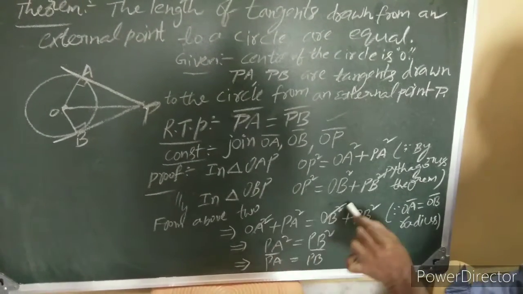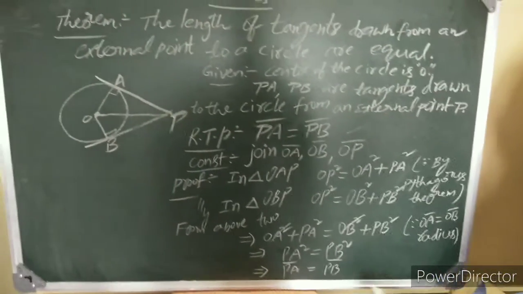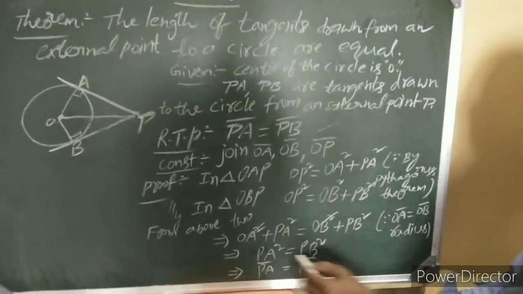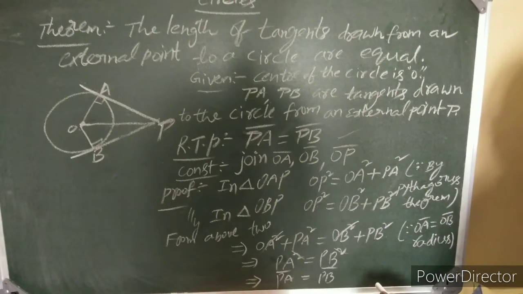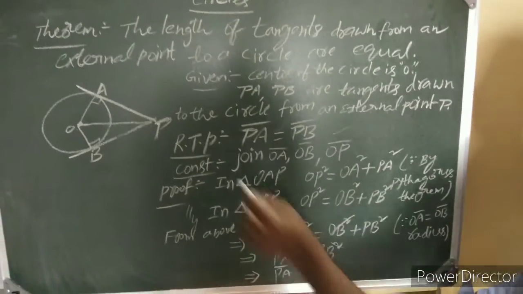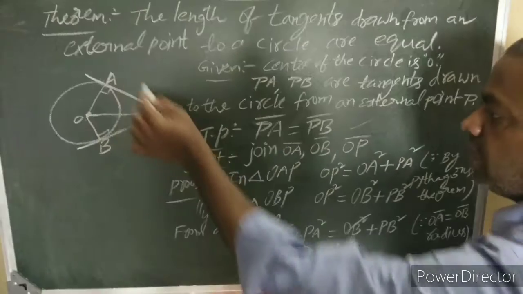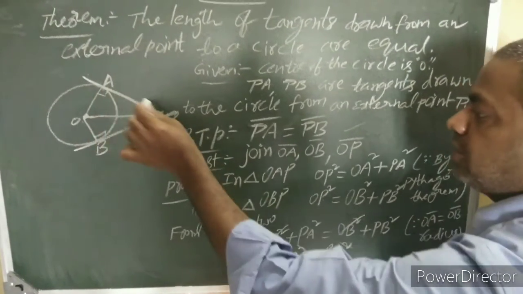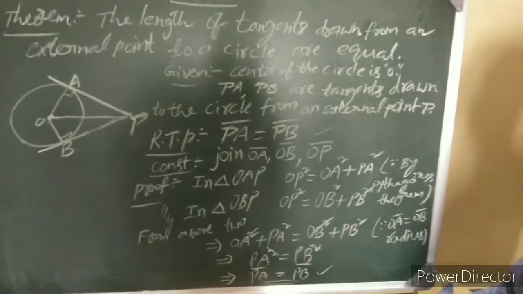So both terms are cancelled. That means OA square and OB square are cancelled. What is the remaining? PA square is equal to PB square. Or if you take the square root on both sides, you get PA is equal to PB. Therefore you have to understand, from an external point if you draw any two tangents to the circle, then their lengths are equal. What is the length? PA is equal to PB. That we proved here. Okay, this is the way you have to prove the solution of the given sum.